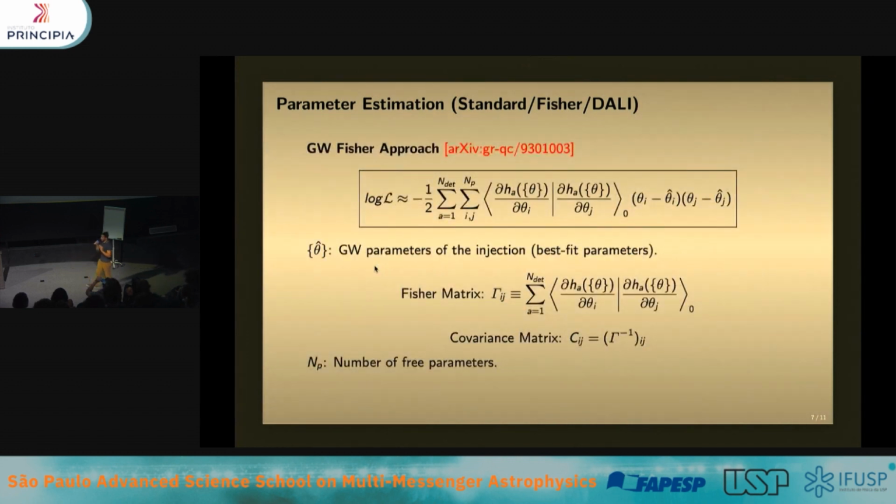So the Fisher approach is basically you get the logarithm of the likelihood of the gravitational wave, expanding the Taylor expansion up to the second order in derivatives, in the displacement from the best fit parameters, and the coefficient of this expansion is the Fisher matrix, and the inverse of the Fisher matrix is the covariance matrix, from which you can estimate the uncertainty in the parameters of your gravitational waves.